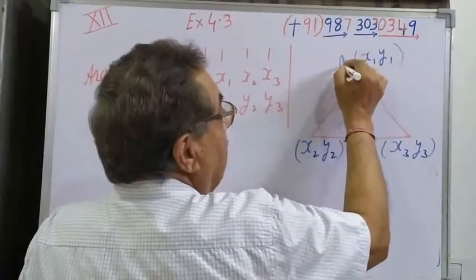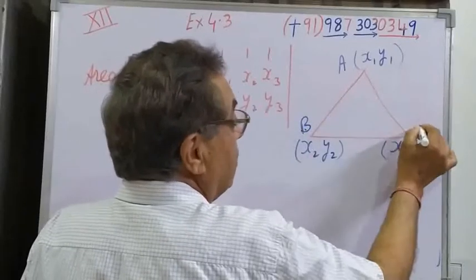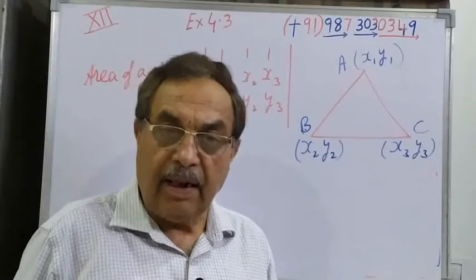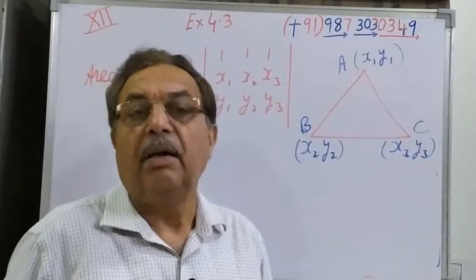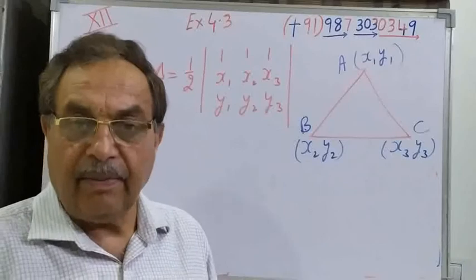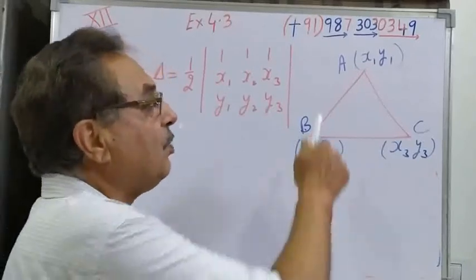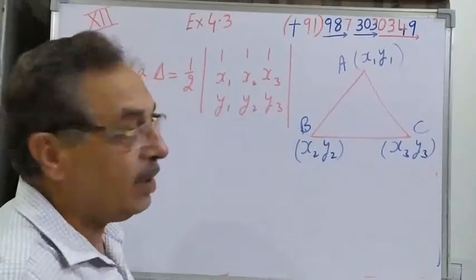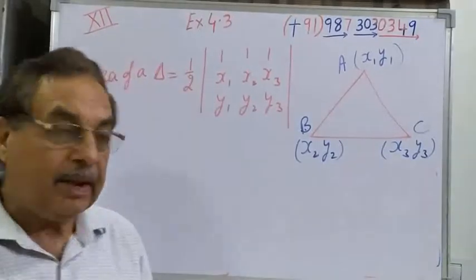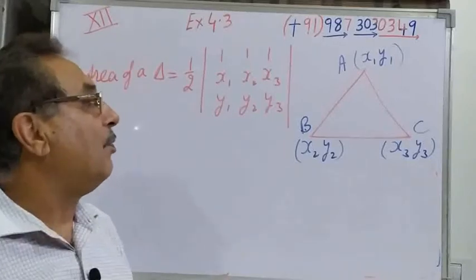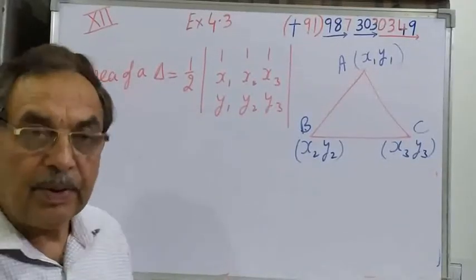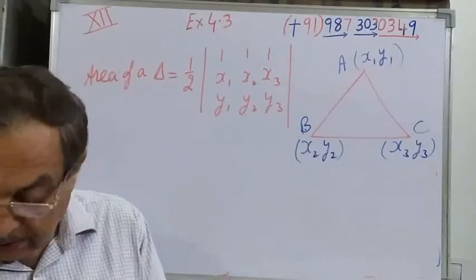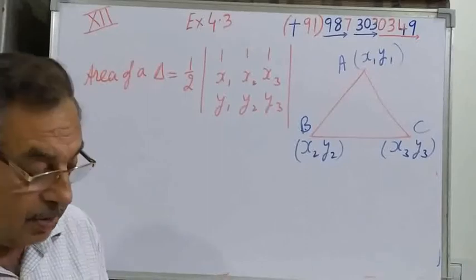So ABC is a triangle, any triangle. It may be scalene, isosceles, equilateral, or a right angle triangle, whatever kind it might be. In case we have been given the three vertices, we can find the area of the triangle with the help of this determinant formula: 1, 1, 1; x1, x2, x3; y1, y2, y3.